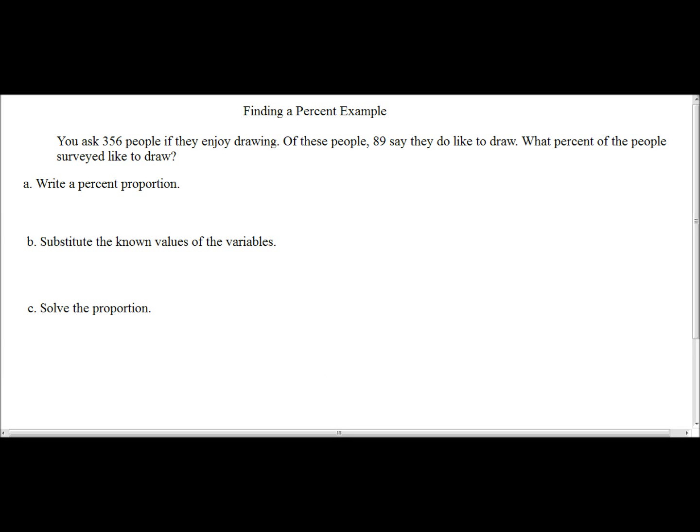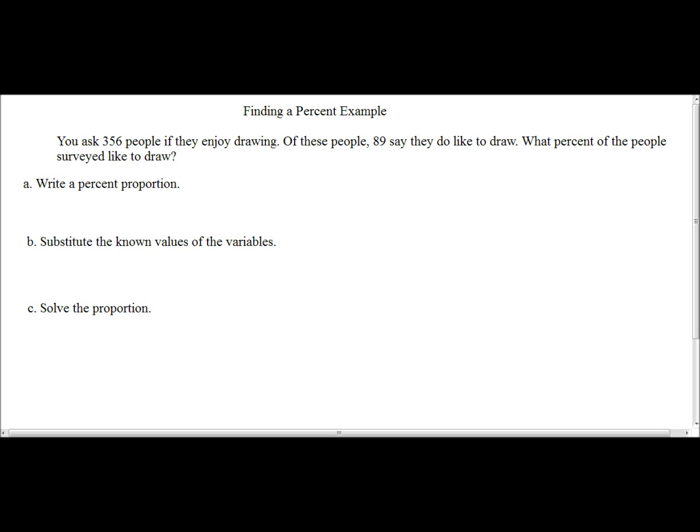Let's see, can we cover some word problems and guide you through what they're saying and how we can actually solve them. You asked 356 people if they enjoy drawing. Of these people, 89 say they do like to draw. So what percent of the people surveyed like to draw?